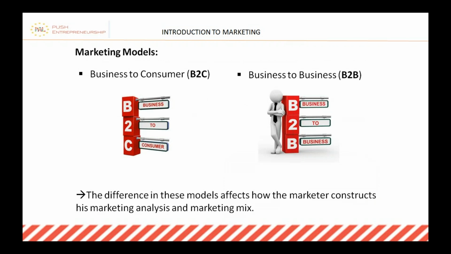There are two marketing models. When the producer is a commercial entity and the end user makes the purchasing decision, the model that describes this transaction is often called a business-to-consumer model. When the producer is a commercial entity and a second commercial entity makes the purchasing decision but provides the product to their customers, then the model is often called a business-to-business model. The difference in these models affects how the marketer constructs his marketing analysis and marketing mix.